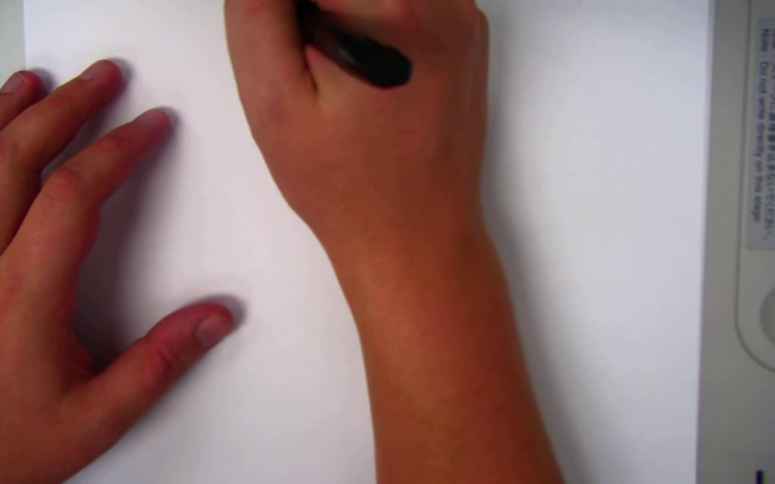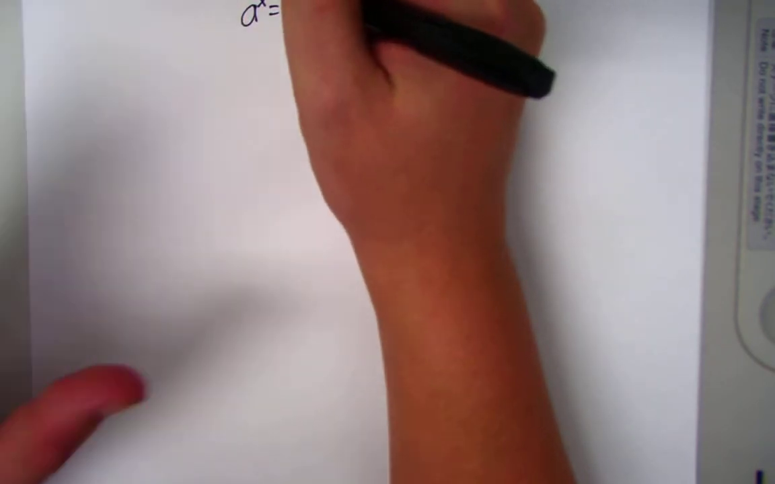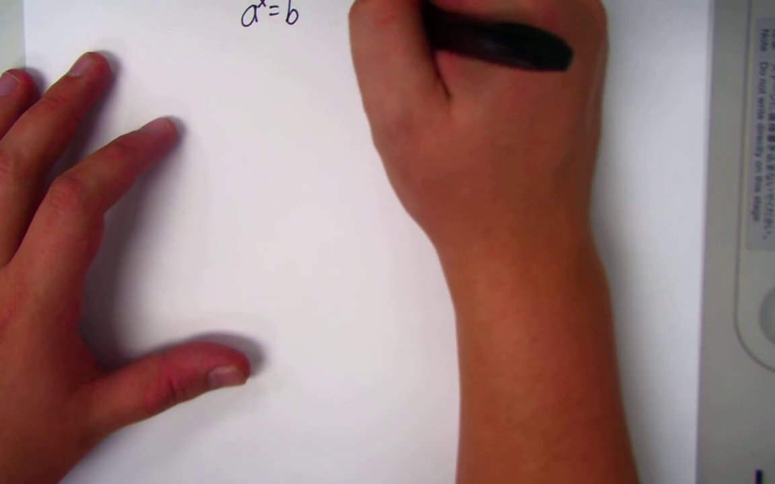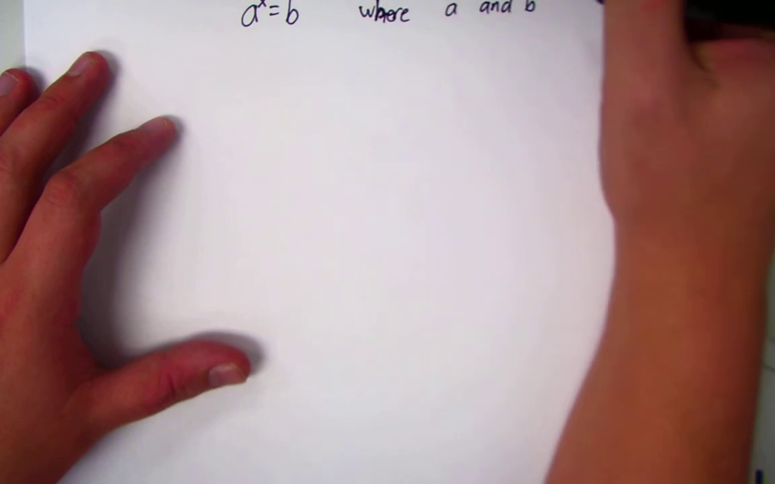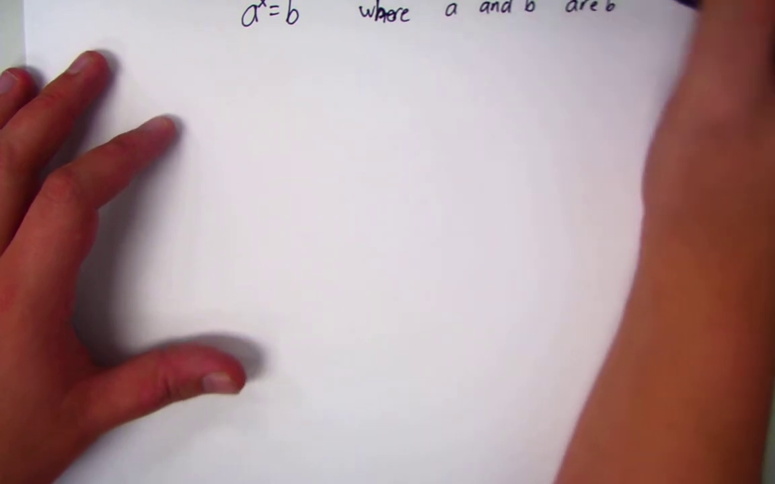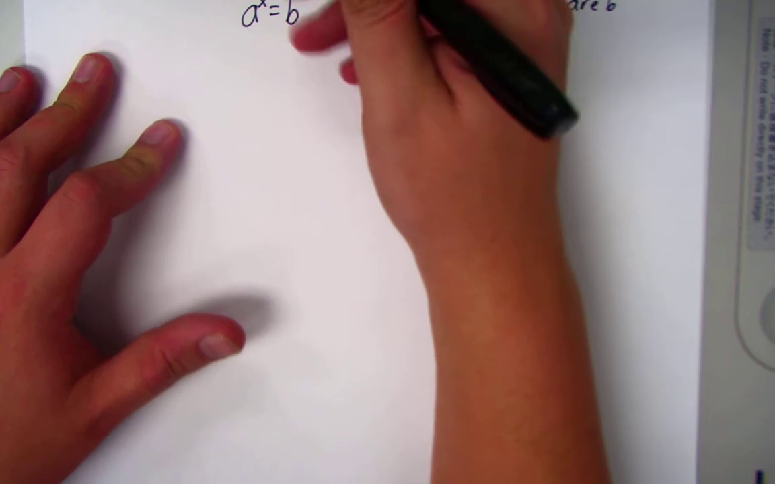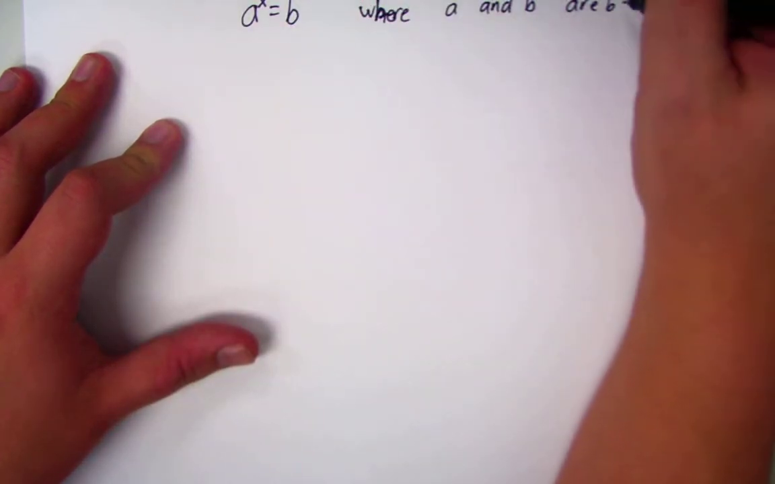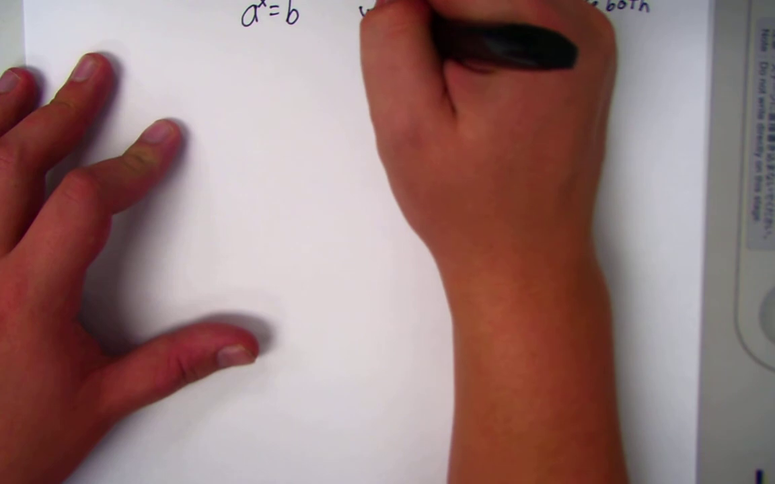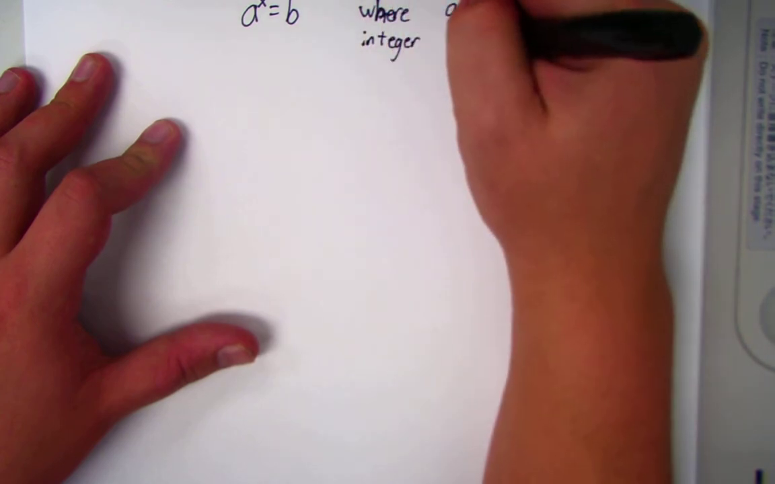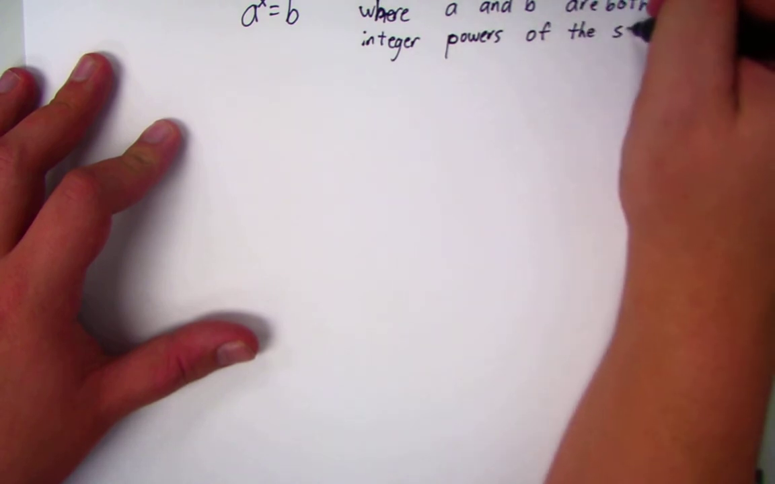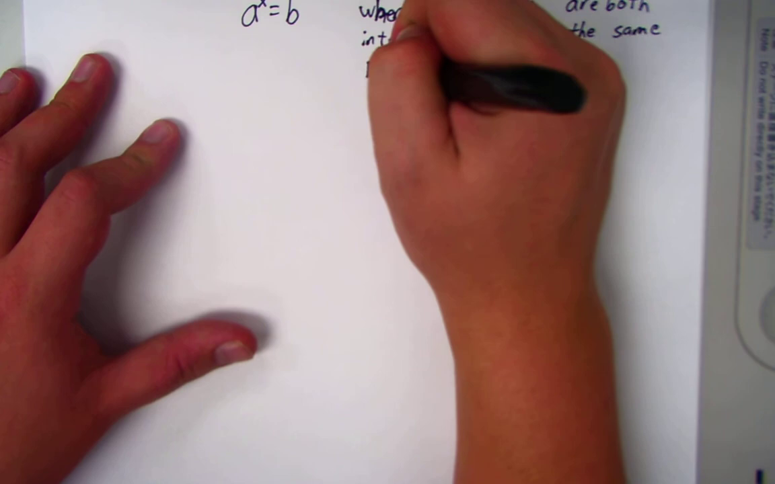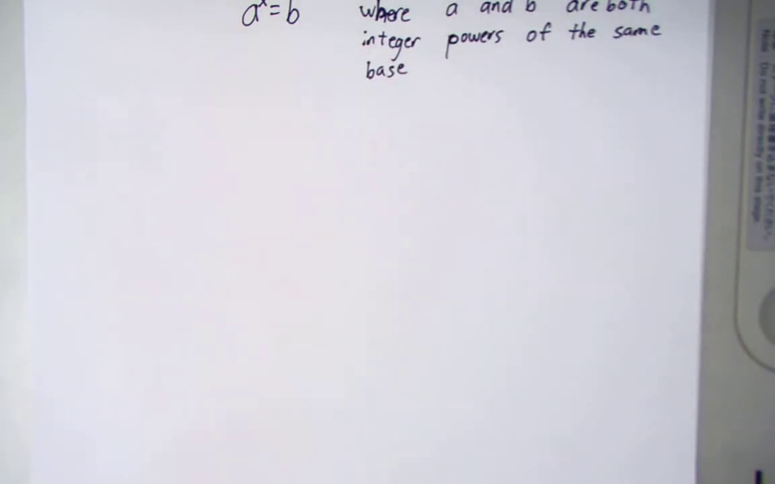Let's talk about how to do problems like the ones I called type 1 in class, exponential equations type 1, where it's like a to the x equals b, where a and b are both integer powers of the same base. So I'm talking about problems like number 18 from the homework.